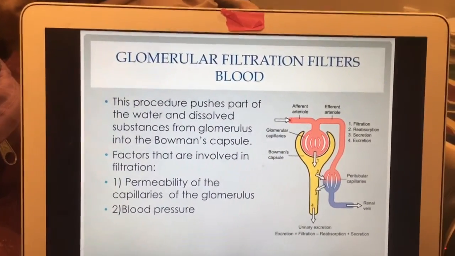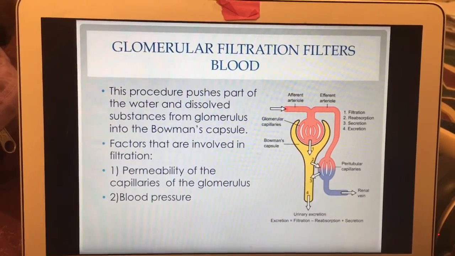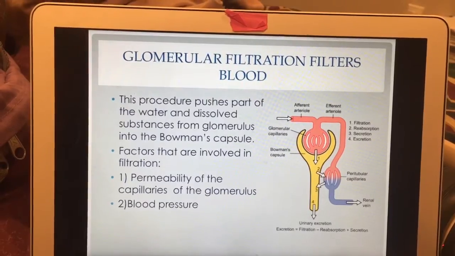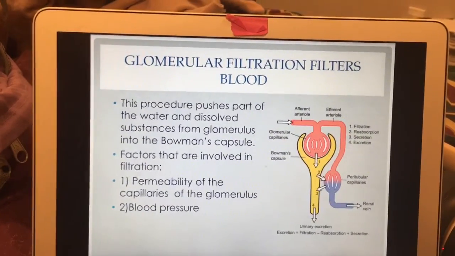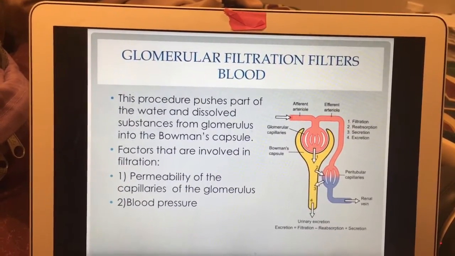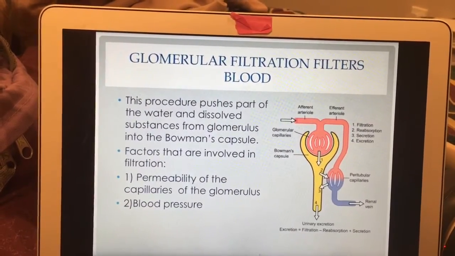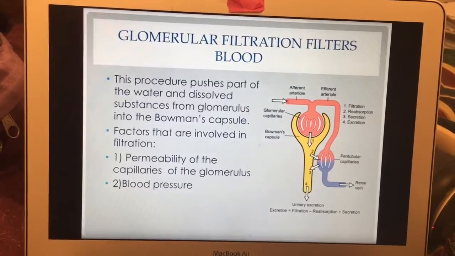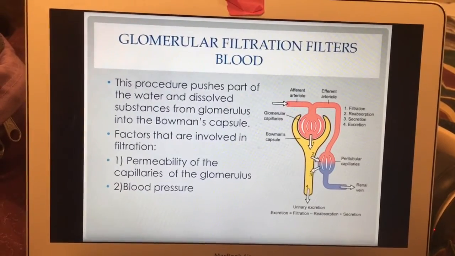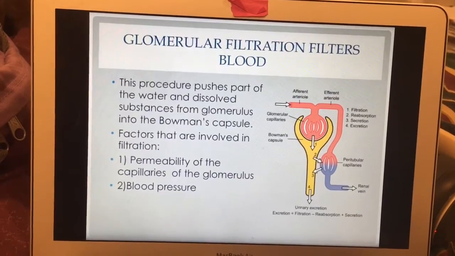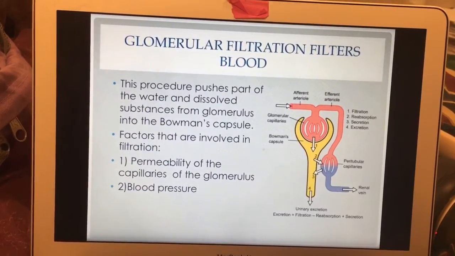So capillaries in the glomerulus have pores in their tissue walls. These pores are big enough to let the water plus the majority of dissolved substances in the blood plasma effectively move along the capillaries and into the Bowman's capsule. The pores are still small enough to keep proteins and blood cells from coming in.